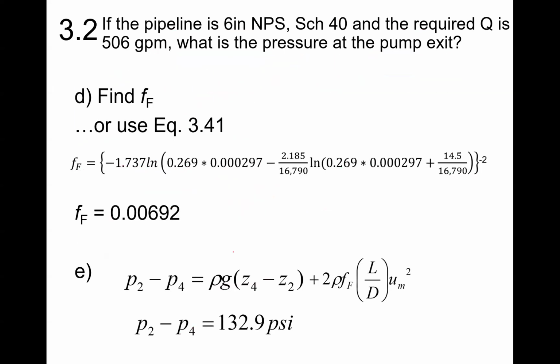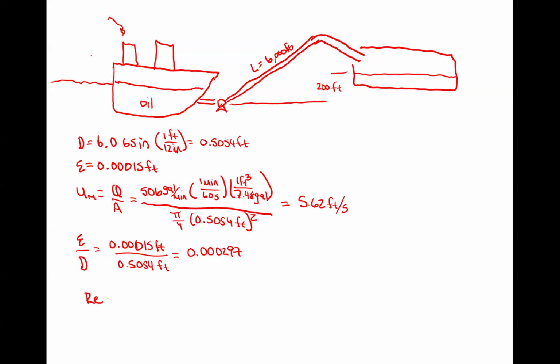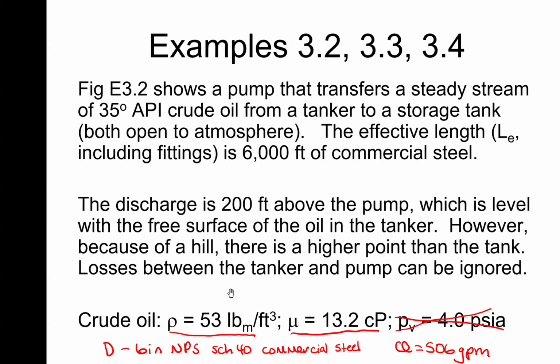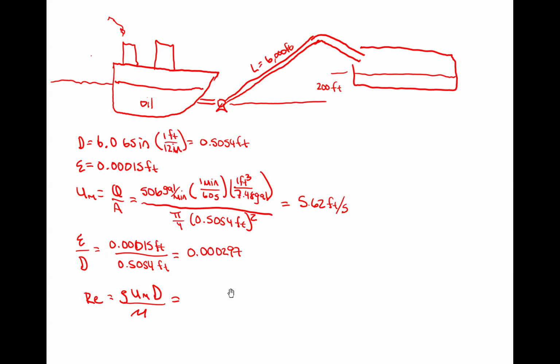Finally, I'm going to calculate the Reynolds number. And the Reynolds number is rho times velocity times diameter over mu. Keep in mind that Reynolds is unitless, so I need to cancel out all the units here. So 53 pound mass per cubic foot, multiplied by a velocity of 5.62 feet per second, and a diameter of 0.5054 feet.